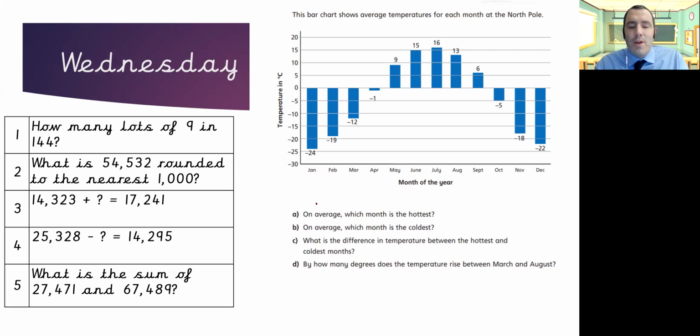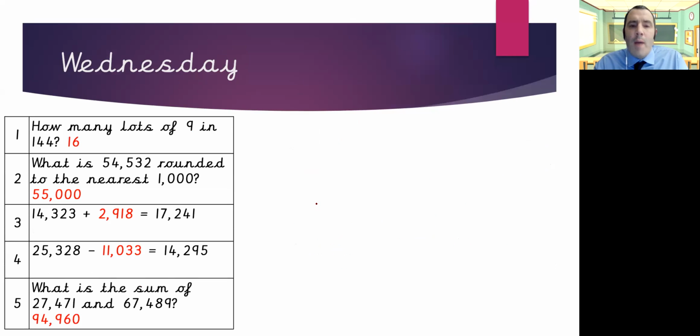How did we get on with our questions? So we'll look at the arithmetic first. How many lots of 9 in 144? What it's asking us is, what's 144 divided by 9? That gives us 16.